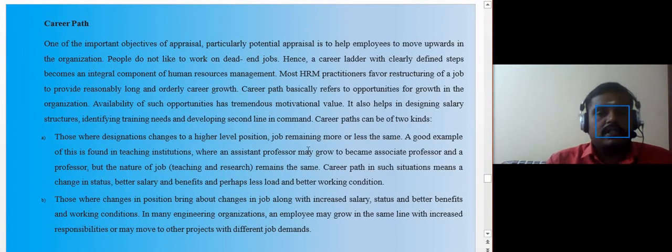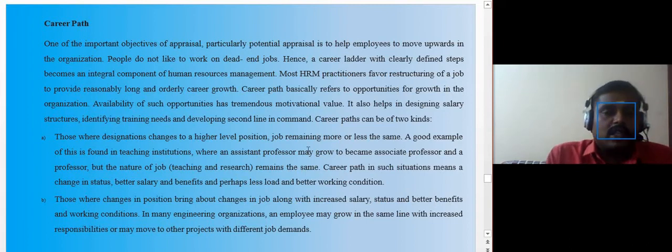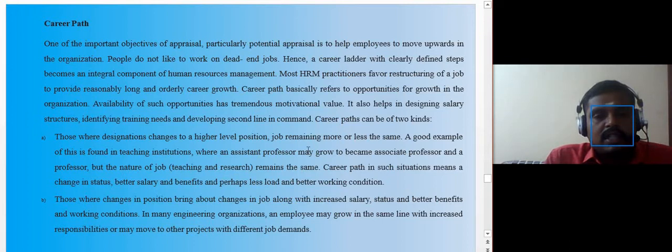The career path. One of the most important things in potential appraisal is to help employees move upwards in the organization. People do not like to work in dead-end jobs. So most HRM practitioners favor restructuring of a job to provide reasonably long and orderly career growth. The career path basically refers to opportunities for growth in the organization. Availability of such opportunities has tremendous motivational value.